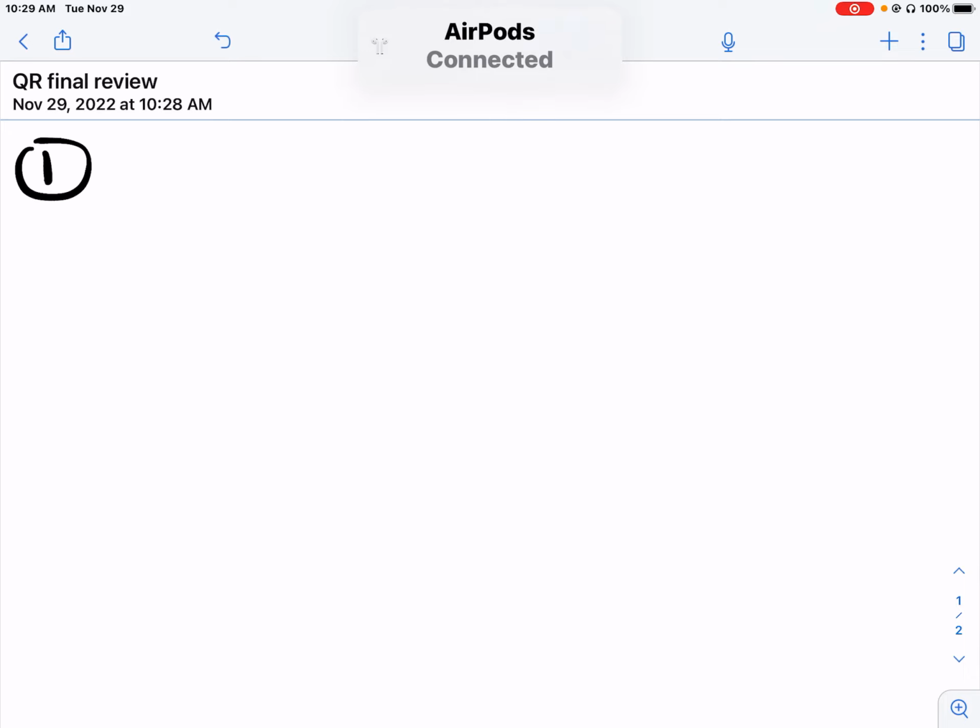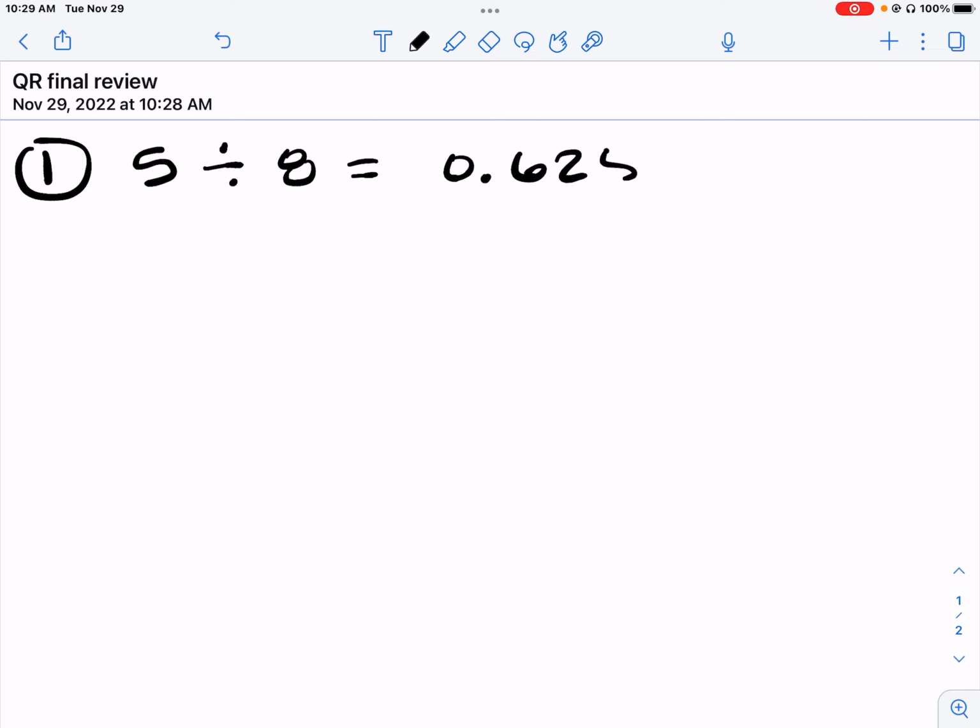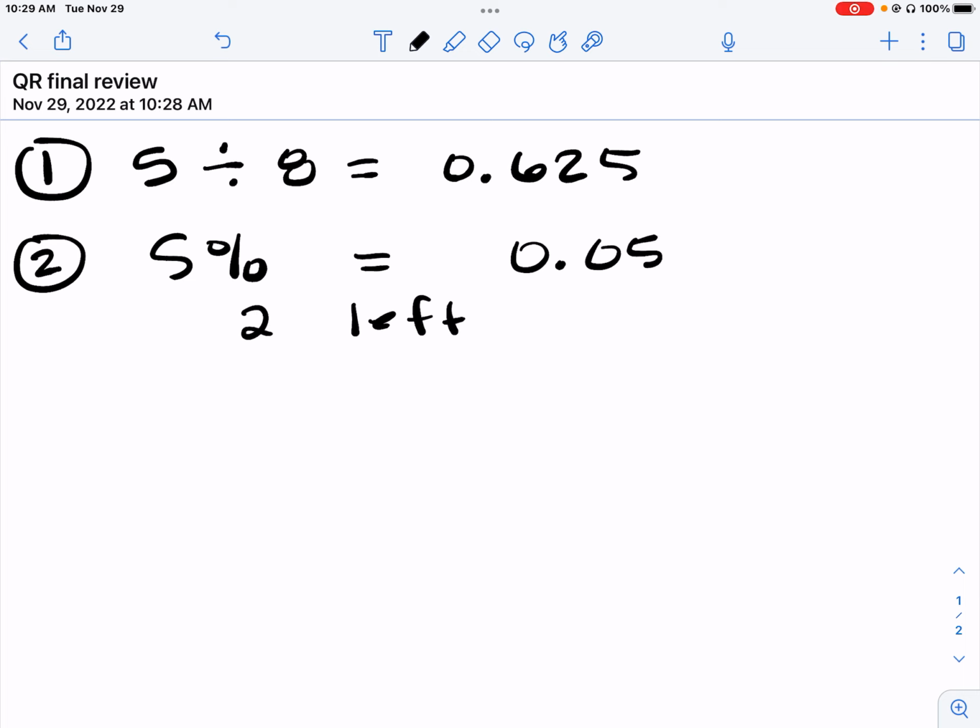Number 1, change 5/8 to a decimal. You just do 5 divided by 8, which is 0.625. Number 2, change 5% to a decimal. You move it to the left, 0.05.